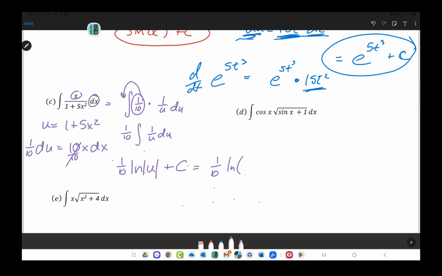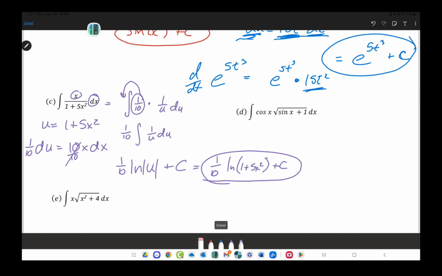Don't we need absolute value on the 1 plus 5x squared? Would we be wrong without it? Why don't we need it? Because that's a square, so no matter what, you're going to get a positive. You could leave the absolute value there, and I'd be fine with it.